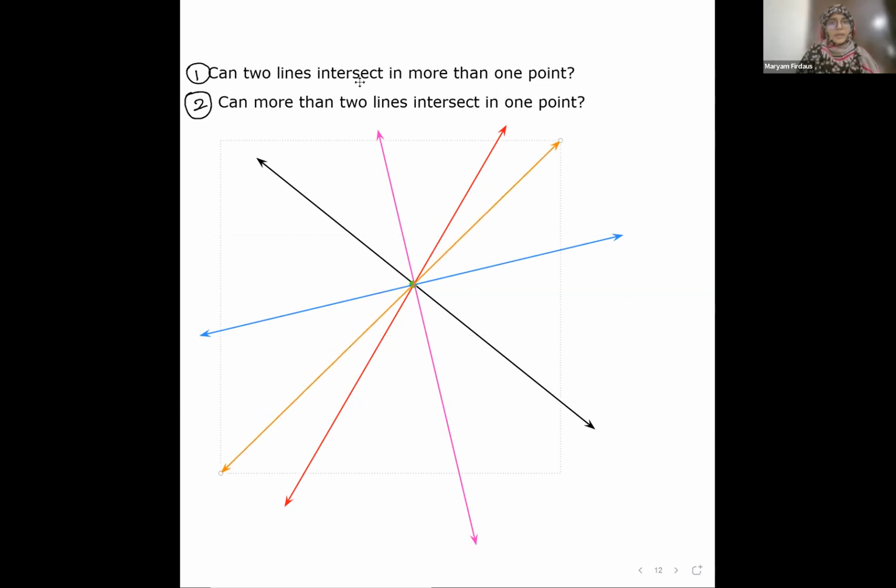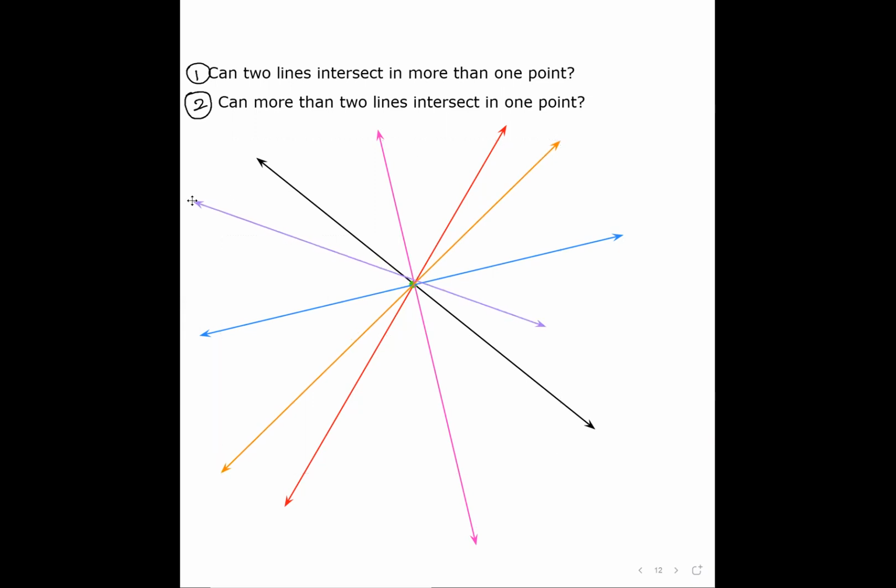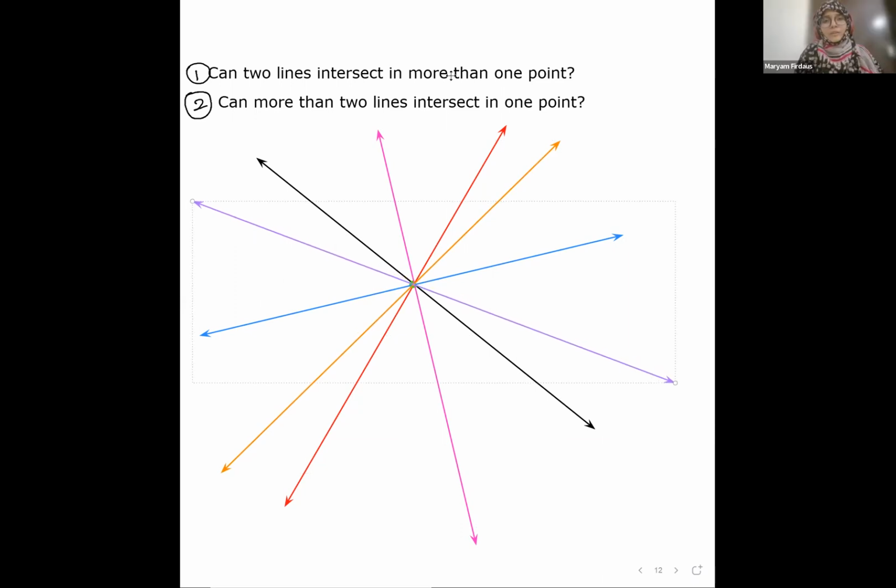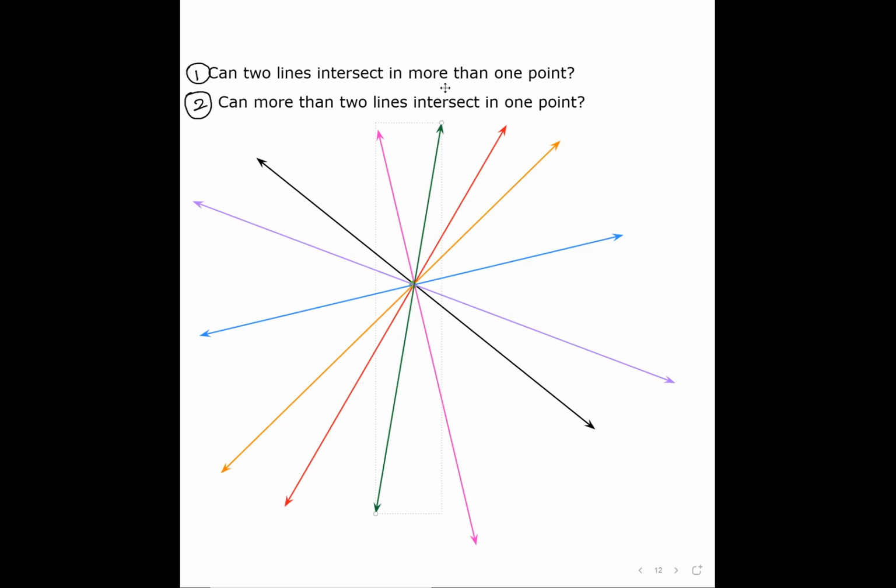Yes. And can I add one more and make it 6 lines? Yes. How many lines can I go on like this? How many lines do you think? Let me show you. You think till then I'll open this website and I'll show you. How many lines do you think can pass through the same point?